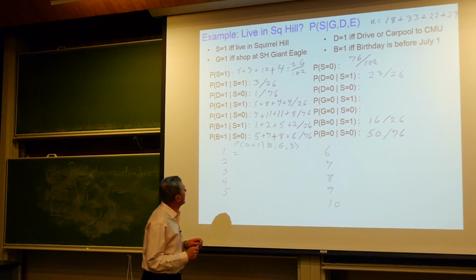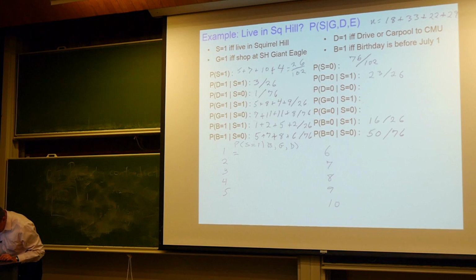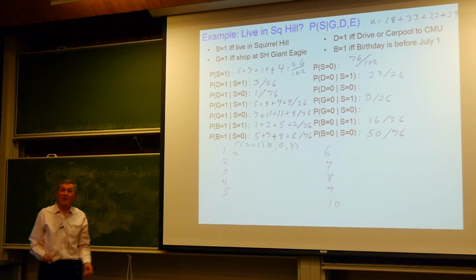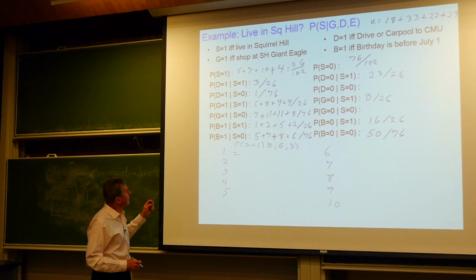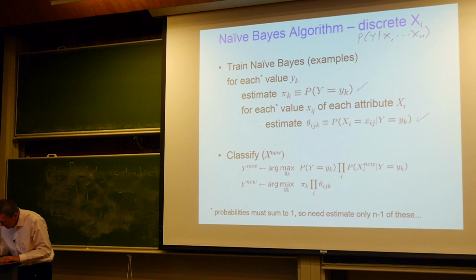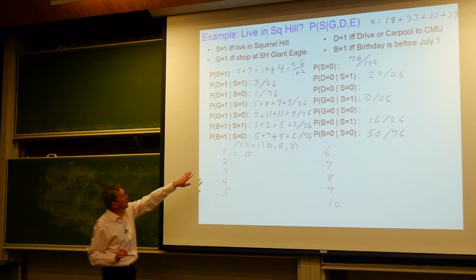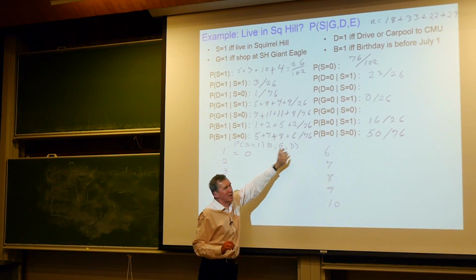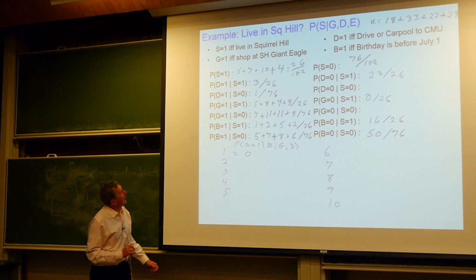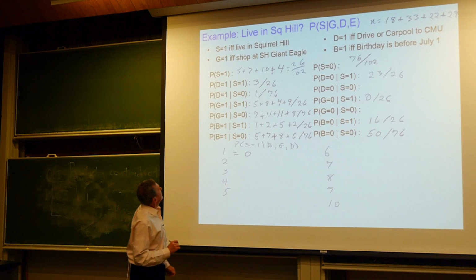Wow. Okay. Well, we did get that problem. This is horrible. But here it is. So this is 0 out of 26. Boy, I wish we had used a MAP estimate. Okay. So the probability for number 1 is 0. The probability that S equals 1, that they live in Squirrel Hill, given their particular values, is 0. Now we can infer that they must live in Squirrel Hill but not shop at Giant Eagle.